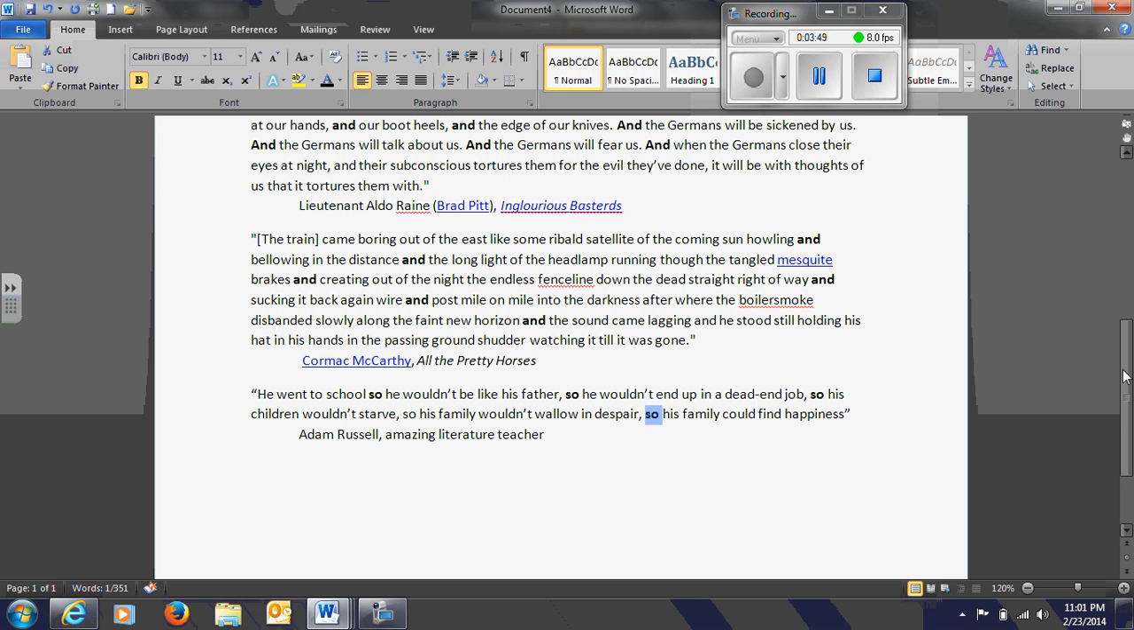And find which way it works best for you, whether it's asyndeton, not using any conjunctions, or polysyndeton, which means lots of conjunctions. Now, if you notice throughout some of these, there are commas, and that's okay. The big point is that we are overusing that conjunction.